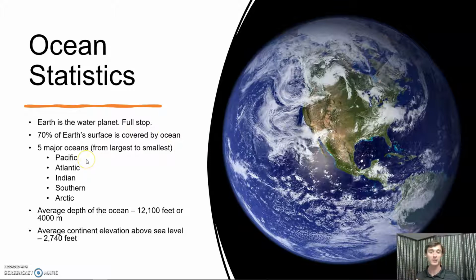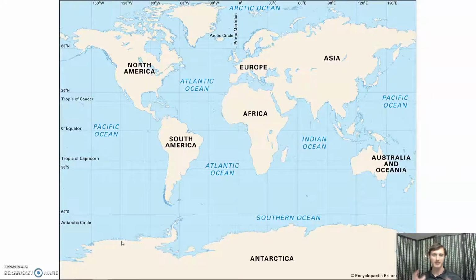We have 5 major oceans, going from largest to smallest. We have Pacific, Atlantic, Indian, Southern, and Arctic. Southern may or may not be new to you. Average depth is about 4 kilometers, 4,000 meters, or about 12,000 feet. And the average continent elevation above sea level is going to be about 2,700 feet. So these are our major oceans.